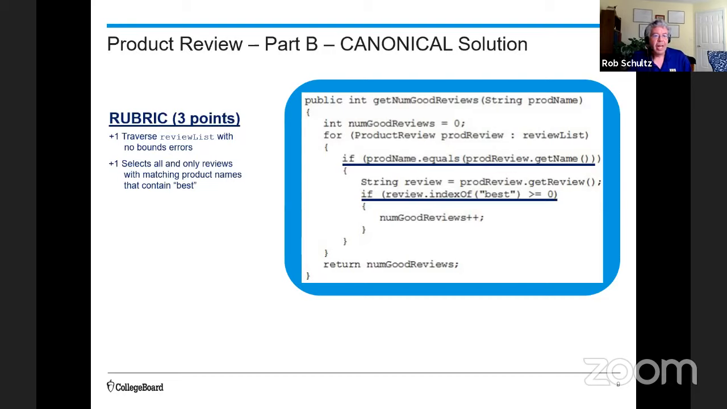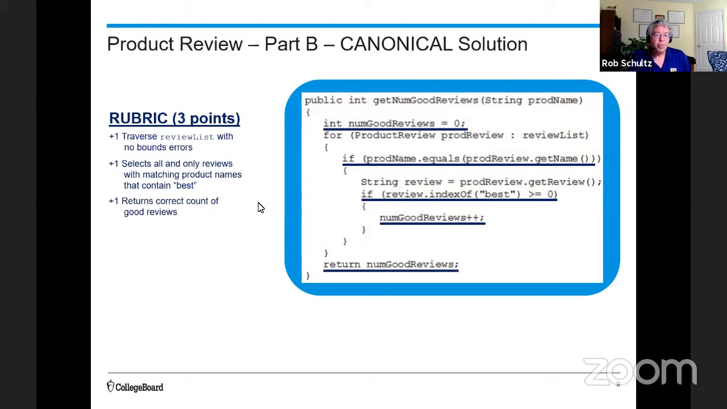Do we select all and only reviews with matching product names that contain best? So as I pick up a product review from your review list, the first thing we do is check the name to see if the name equals our product name. If the product name matches, then we go inside and get the actual review from product review. And if that review contains the word best, in other words, the index position of the word best is greater than or equal to 0, then we go ahead and increment. So we are selecting all and only reviews with matching product names that contain the word best.